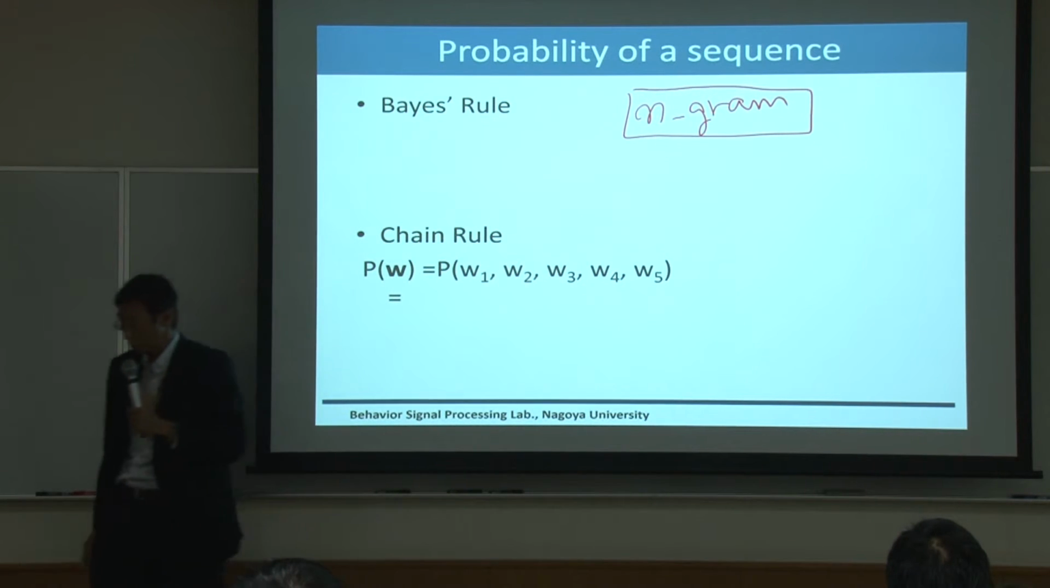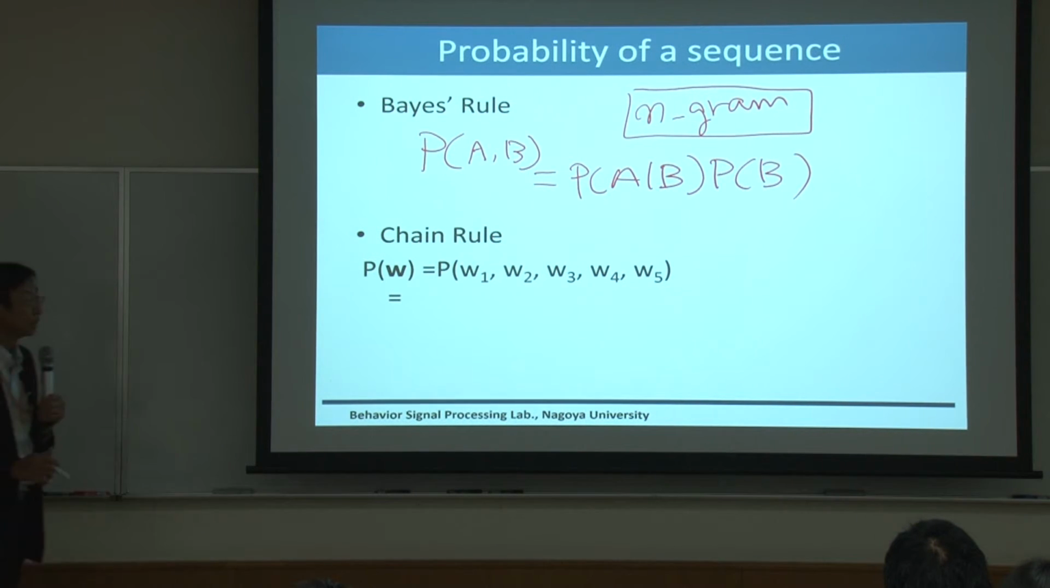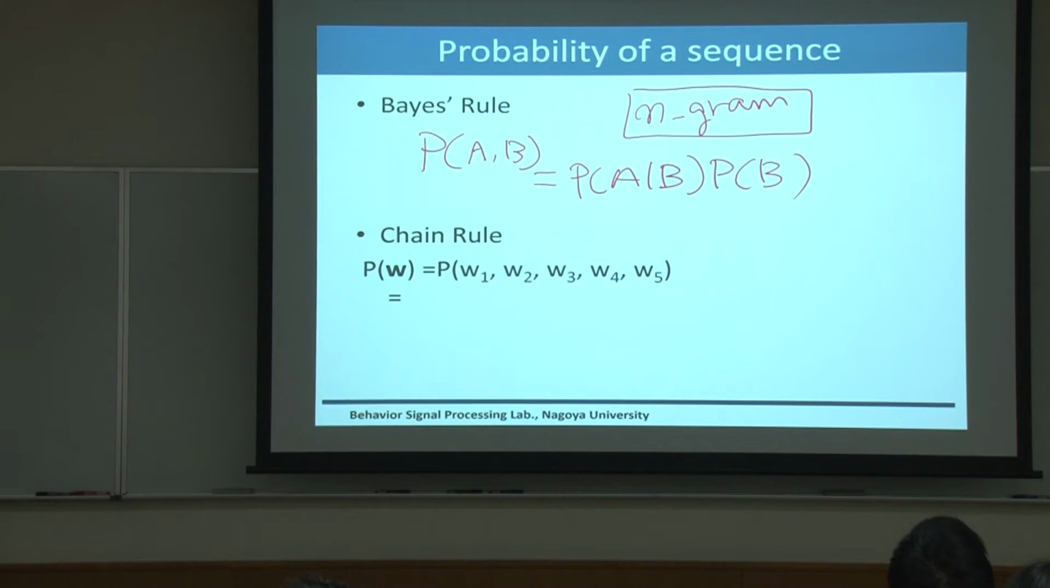You may remember the Bayes rule. This is a very fundamental rule, which says that P(A, B) is equal to P(A conditioned by B) times P(B). You can change some things, but this is the Bayes rule. And the other rule is the chain rule, which is also very important. Suppose that W1, 2, 3, 4, 5 are a random process, which means that order is very important.